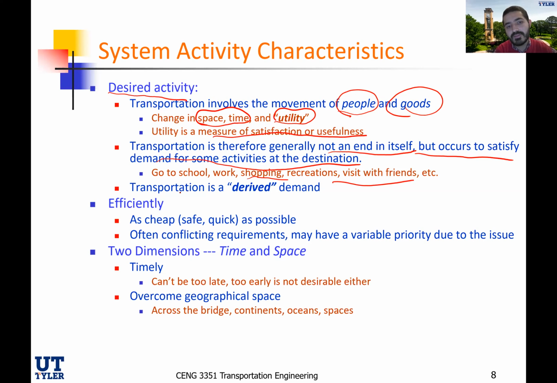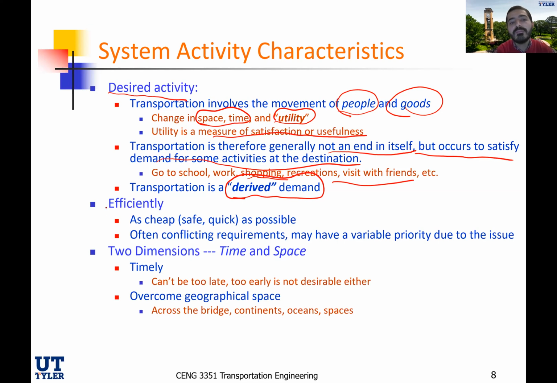All of these are your destinations, but meanwhile you will be using a transportation system to achieve those activities. And that's why transportation is a derived demand. It's not a pure demand where I just want to drive for the sake of driving. It's a derived demand because I need to achieve other goals, and that's why I end up using those transportation systems.